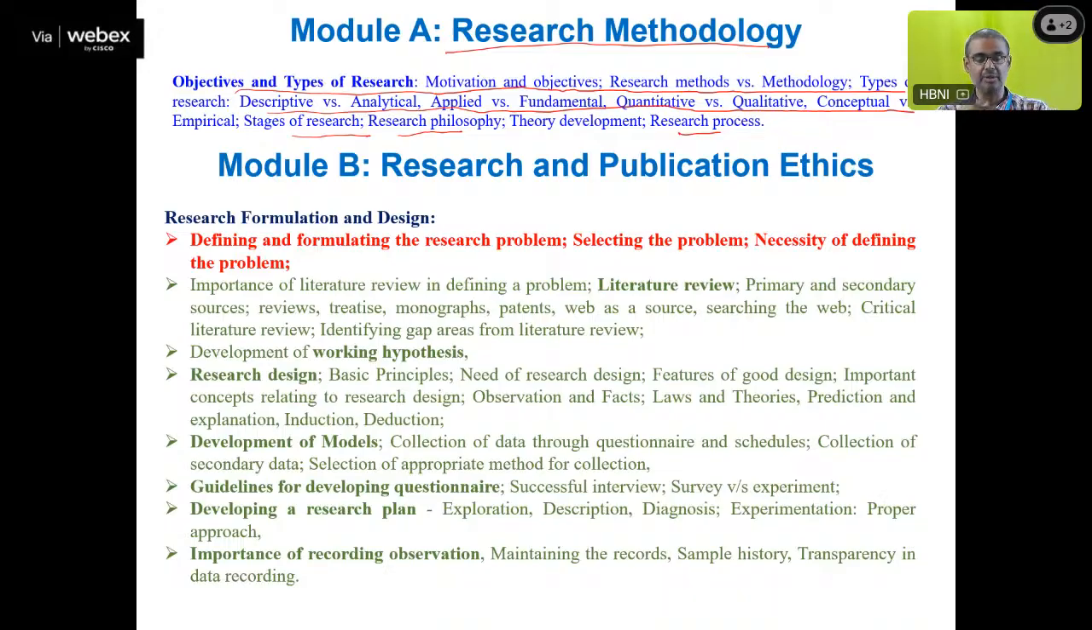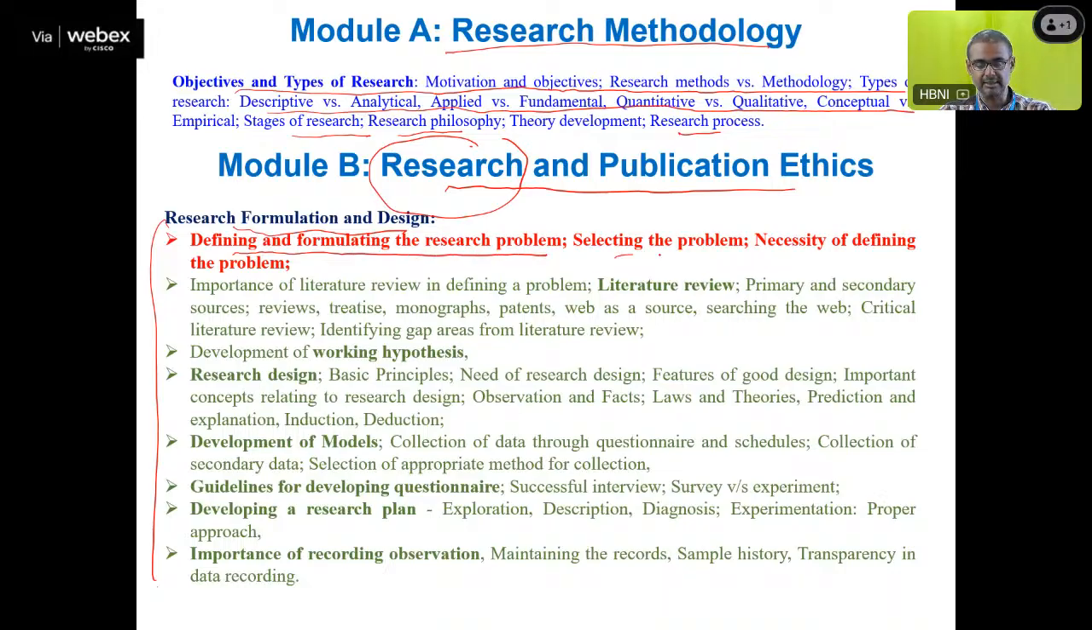Module B. So we enter into module B, which is research and publication ethics, in which I'm taking the research part. And what does it cover? This is the whole syllabus, which is available with you. Research formulation and design. Today's class will cover defining and formulating the research problem, selecting the problem, necessity of defining. So on the research problem, we'll do today's class.